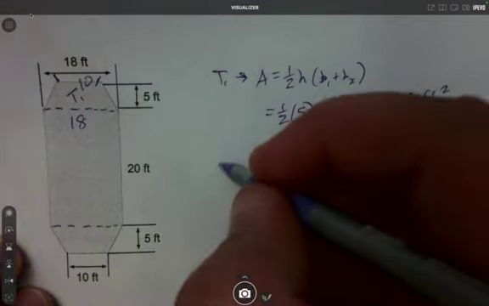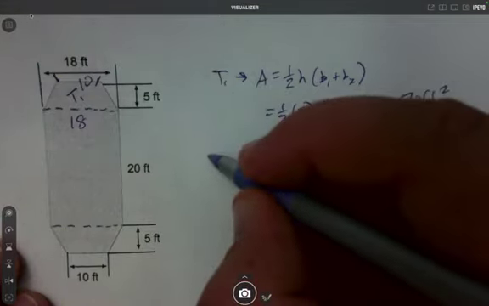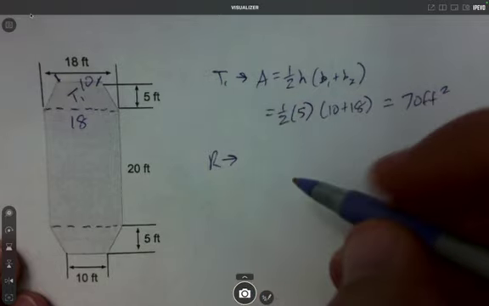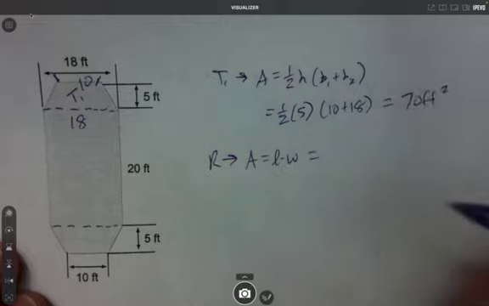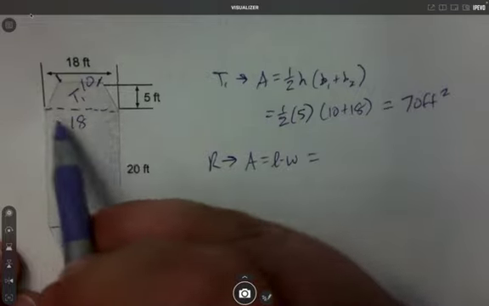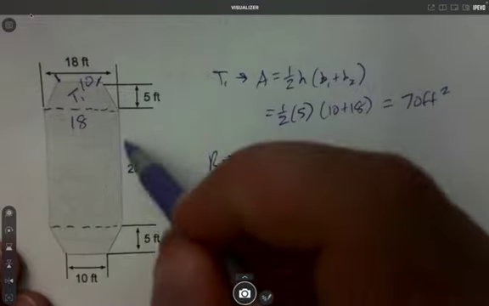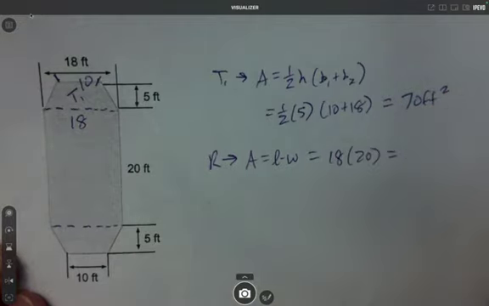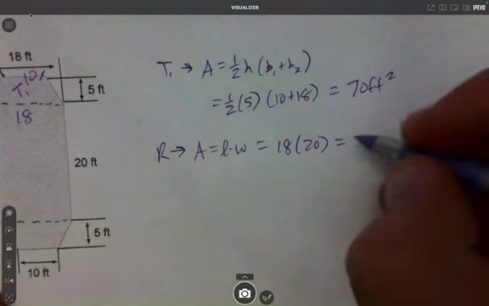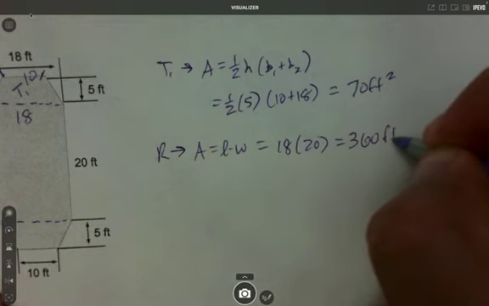So just moving top to bottom, I'll do the rectangle next. Length times width. We can see 18 feet and 20 feet are the two dimensions we need. So 18 times 20. And for the rectangle, that means we have 360 square feet.